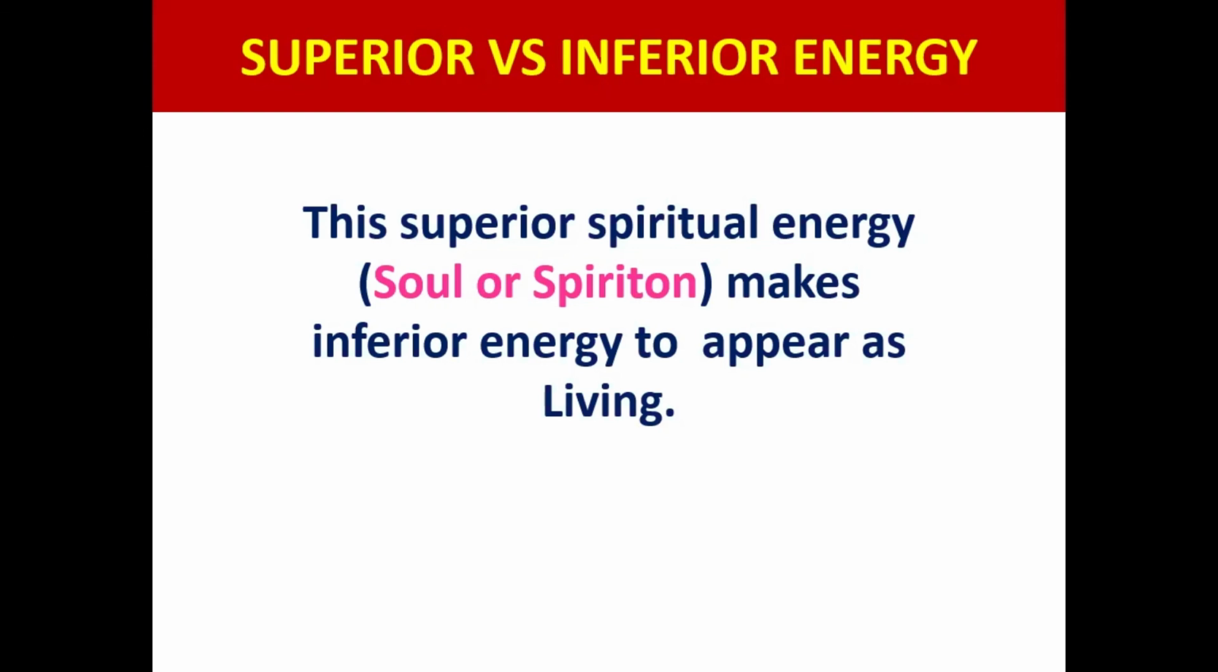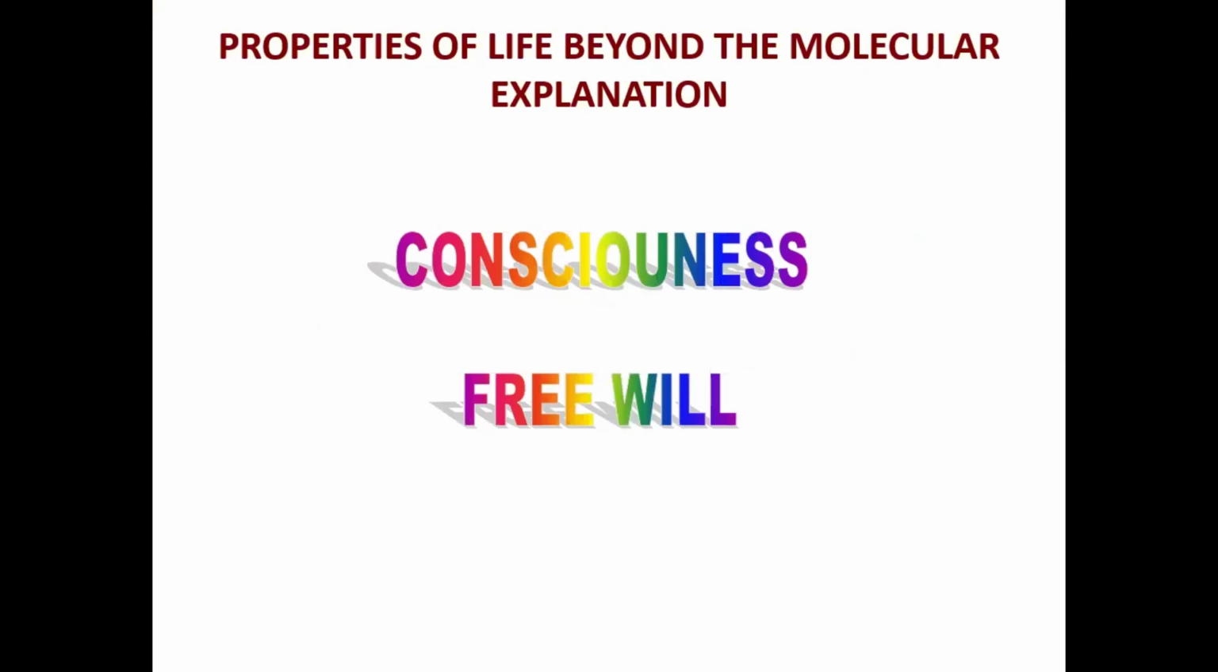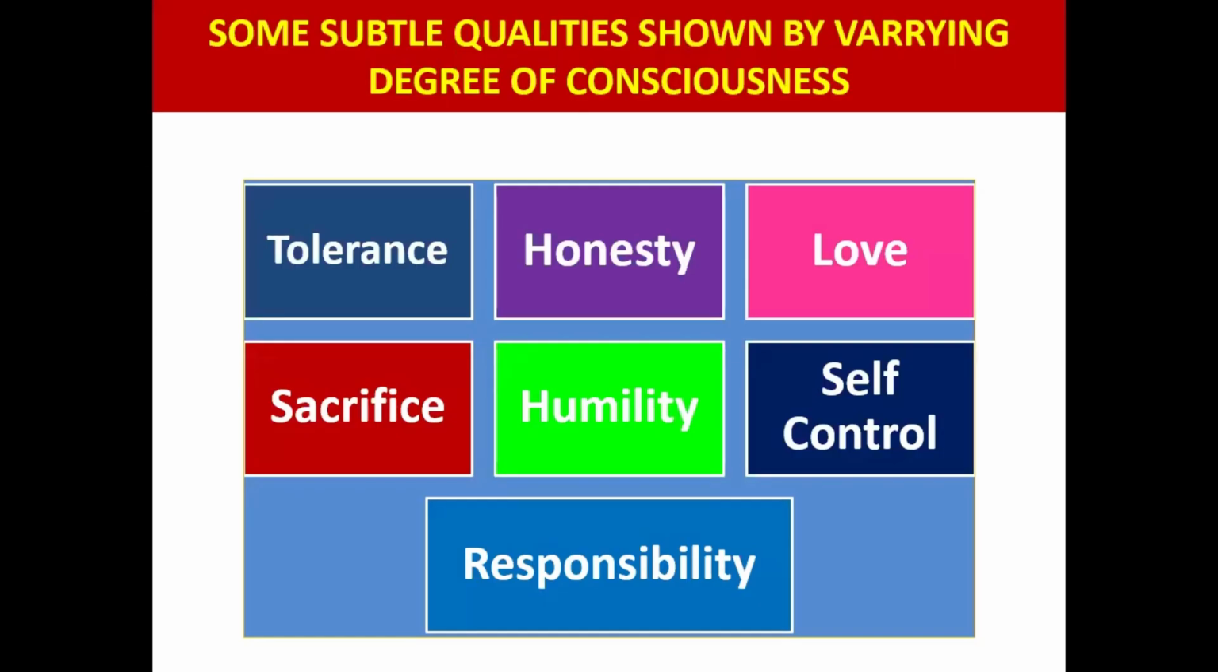What the Vedantic perspective says is that the superior spiritual energy, or spiriton or soul, makes the inferior energy, which is material energy, appear as a living being. Because of the spiriton, life has certain properties that the molecular explanation cannot explain. These are consciousness and free will. Because of these properties, life has certain other qualities: tolerance, honesty, love, sacrifice, humility, self-control, and responsibility. There is no molecular mechanism for all these qualities. It is because of the spirit that we get all these qualities.